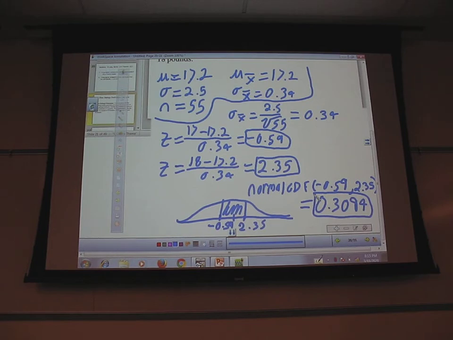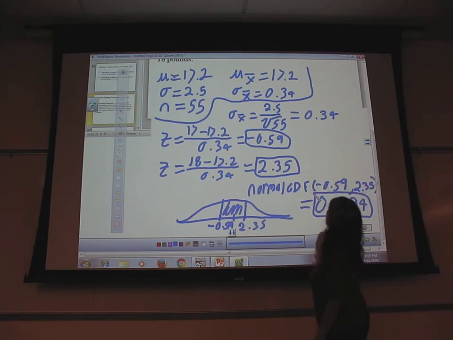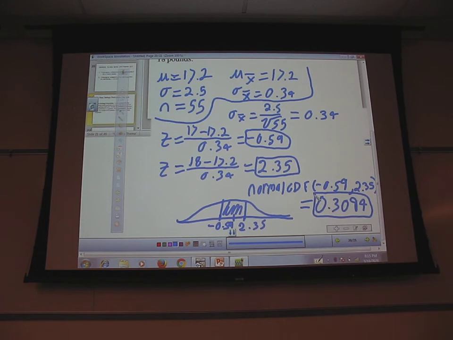And then find the Sigma X bar? X bar means it's the same as the mean, so I say 17.2. And then the standard deviation, you do 2.5 divided by the square root of 55. Good. And you get 0.34. Great. And then you find the z-scores for 17 and 18.